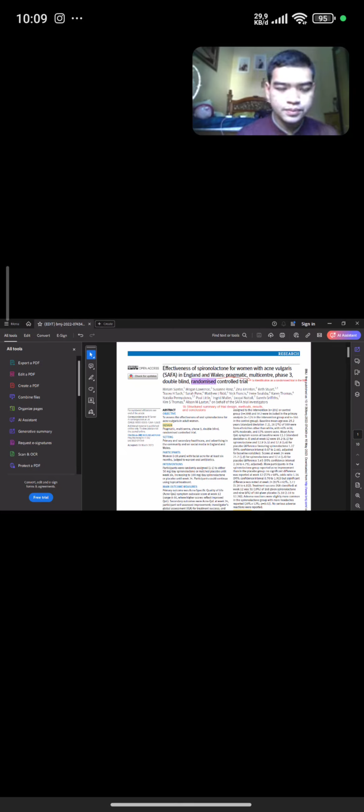2010. The term CONSORT stands for Consolidated Standards of Reporting Trials. It provides guidance or recommendations for reporting all randomized control trials.